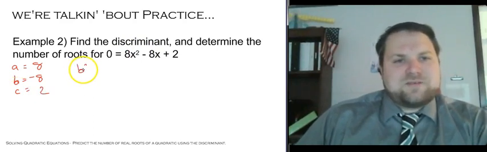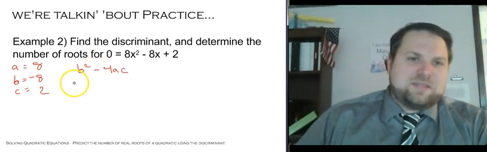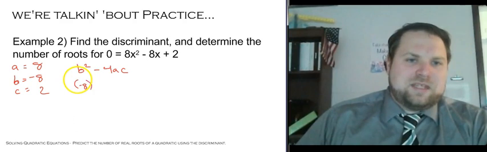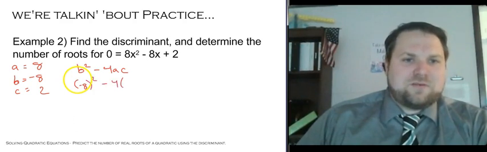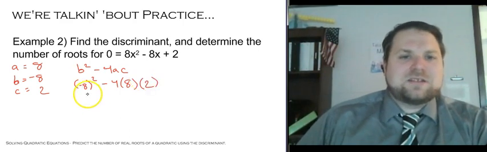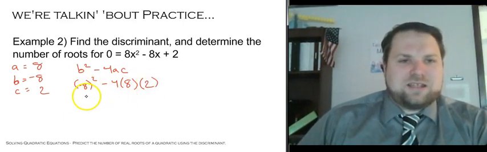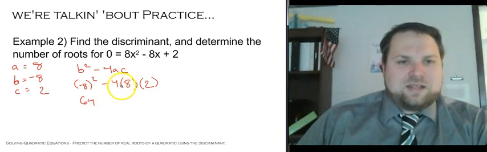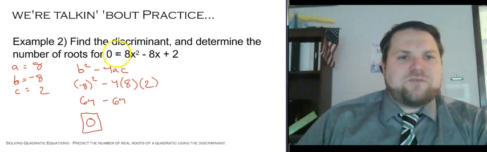And now to find the discriminant, it's just b squared minus 4ac. B squared would be negative 8 squared minus 4 times a is 8 and c is 2. So again, you can just crunch that directly into your calculator, or you can go ahead and do it piecewise. Negative 8 squared is 64. Negative 4 times 8 times 2 is negative 64. 64 minus 64 is 0. So I found my discriminant.